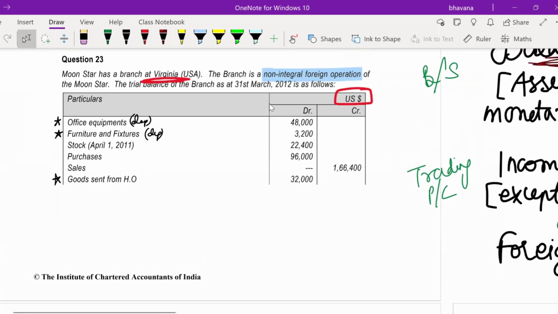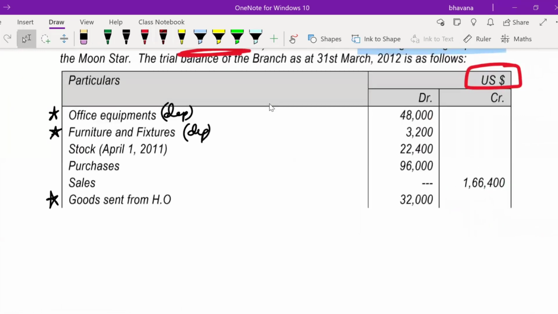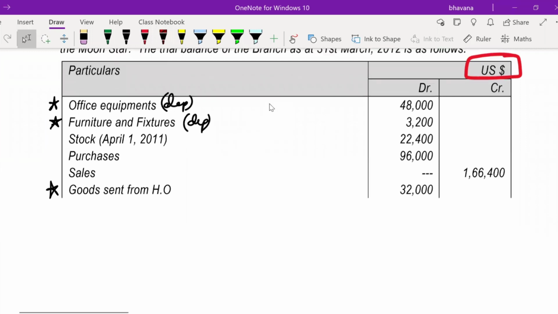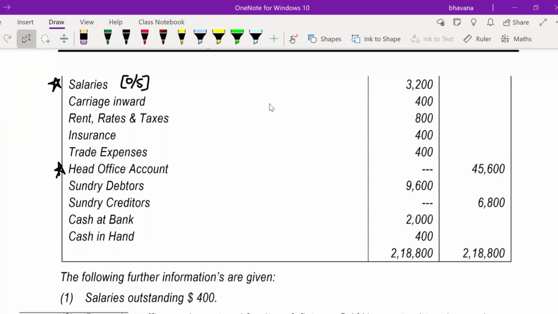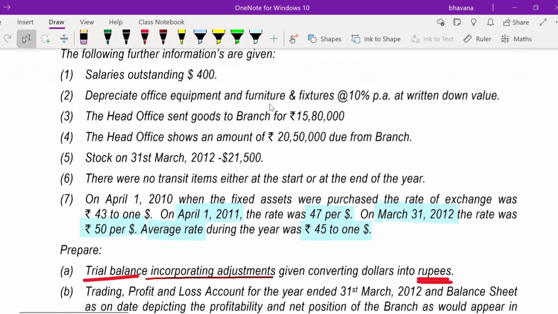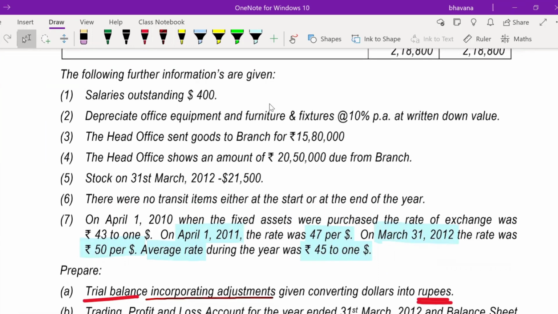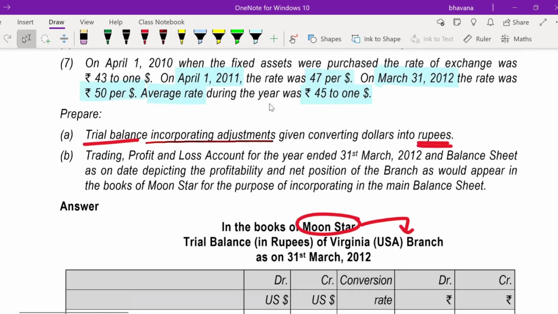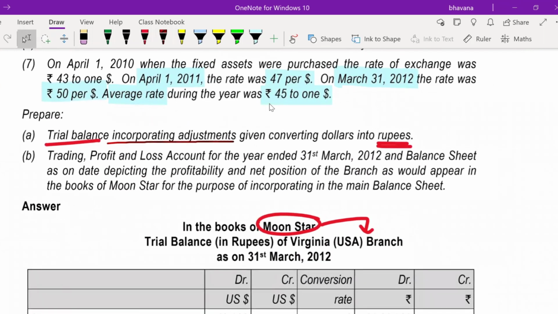So here the trial balance, the same way they have given you: office equipments, furnitures and fixtures, opening stock, purchase, sales, goods sent from head office, salaries, carriage inward, rent rates and taxes, insurance, trade expenses, head office account, sundry debtors, sundry creditors, cash at bank, cash in hand. Then they have given you information. Okay, so here one point that I would like to stress is that under the prepare, they have given you trial balance, incorporating adjustments, and convert dollars into rupees.